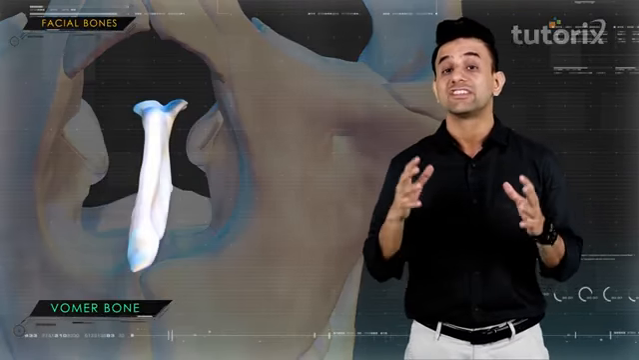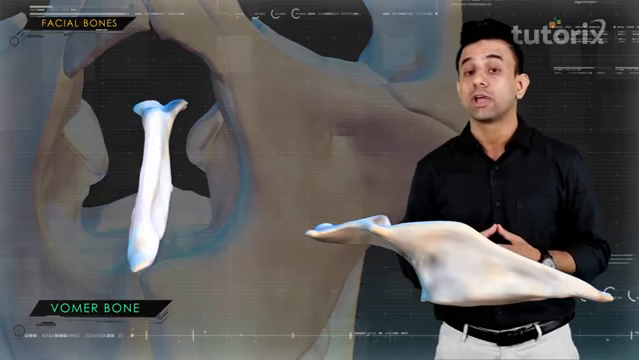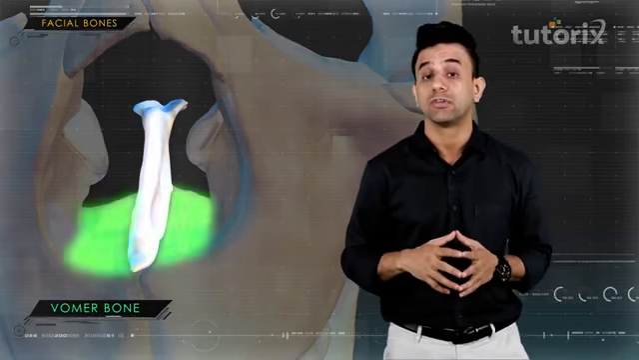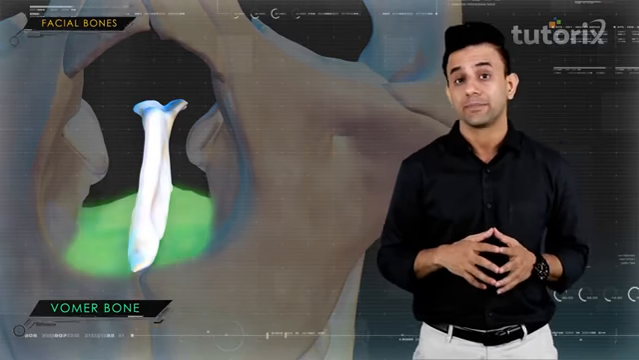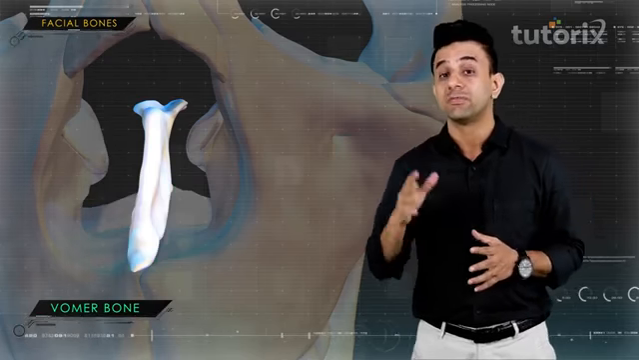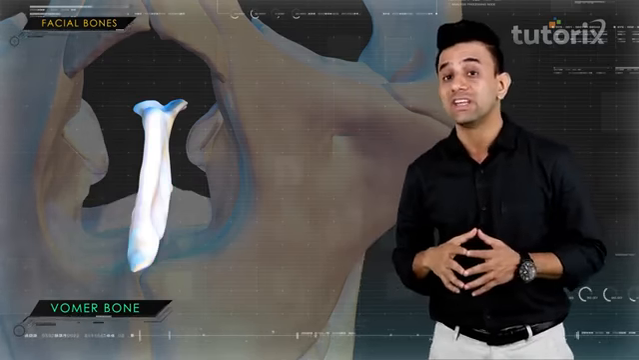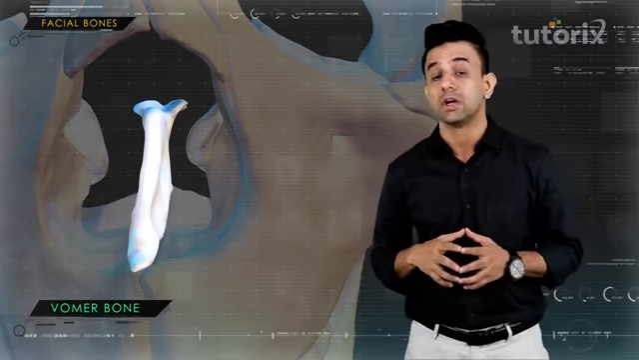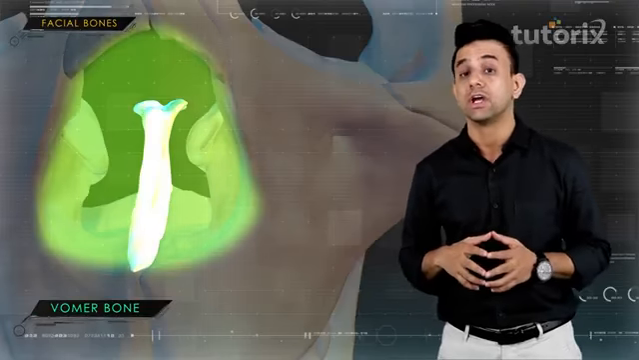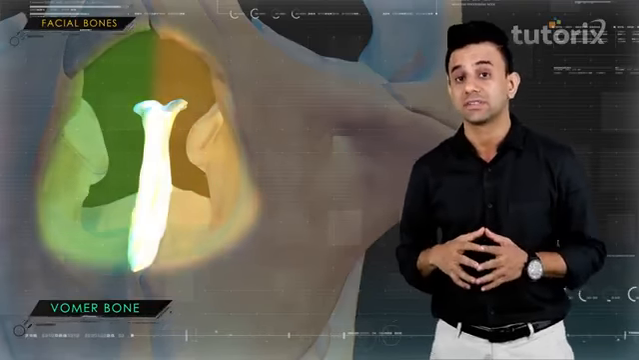The vomer is a solitary bone and is triangular shaped and is present on the floor of the nasal cavity. The vomer bone forms the inferior portion of the bony nasal septum, the septum which divides the nasal cavity into the right and left sides.